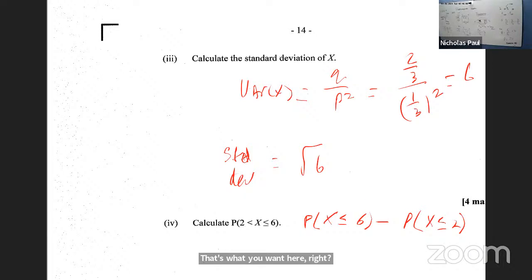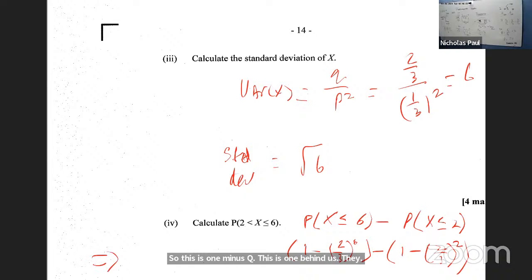Right? In the formula, work it out. Just go back to the table, right? The table has all the formulas that you can use. So this is 1 minus q to the power 6. This is 1 minus 2/3 to the power 2. The 1 will cancel that. What do you end up with? 0.36.